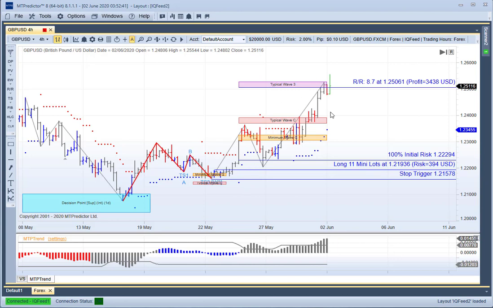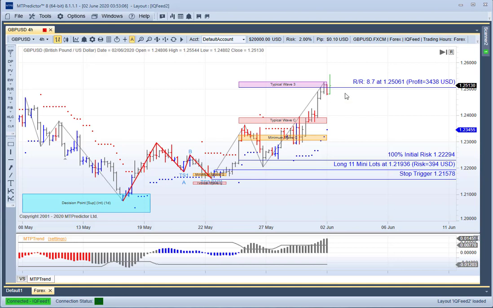It then rallied up to our typical wave 3 WPT target, where here profit of approximately 8.5 times the initial risk. But that's why we like these trade setups, because the wave 3, being the strongest and longest and completed 5-wave sequence, has the largest profit potential in relation to initial risk. Remember, it's not just about the dollar profit here, it's about profit in relation to the initial risk, in other words the R number. So this is what we're looking for.